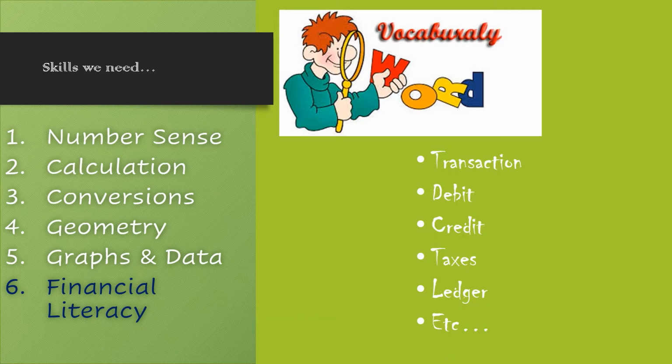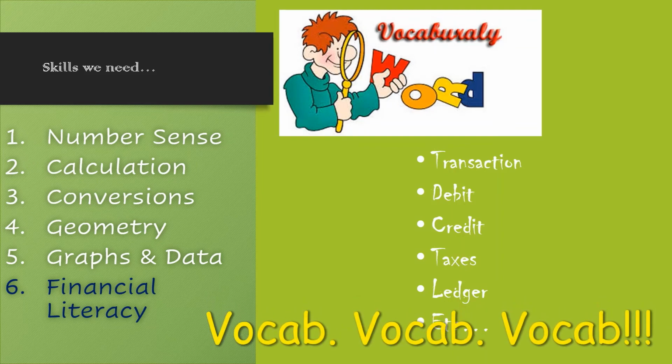And this takes us to the very last unit, which is on financial literacy. And the root word finance means money. So within this unit, it's going to be all about vocabulary. It's about knowing what the words are and what they mean. So if you don't know what I'm talking about here, like transaction, debit, credit, taxes, and there are like four different types of taxes, ledger, and there's a slew more of them, you need to review this using your notes or look up videos to watch.